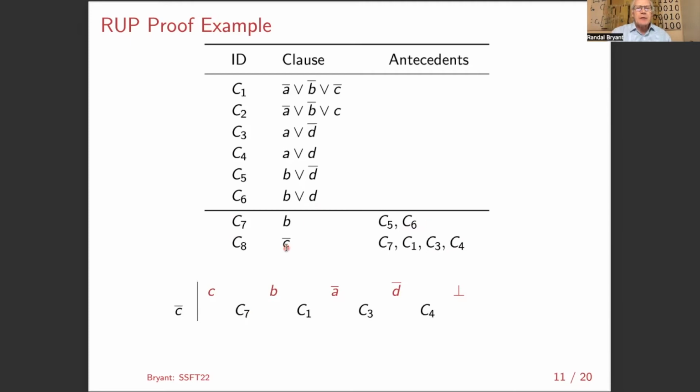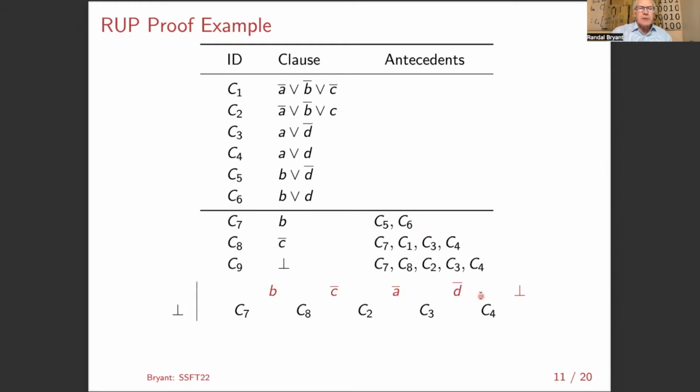And similarly, we can add the clause C bar, and you'll see that one of its antecedents is the clause B. So we get to use as antecedents either the input formula clauses or any of the previous clauses that we've added to the proof. And you can step through it, and you'll see again by a sequence of unit propagations we derive a conflict. And the final step is we have an empty clause, and that's because by a sequence of unit propagations starting from an empty set, we'll get a conflict with clause C4.